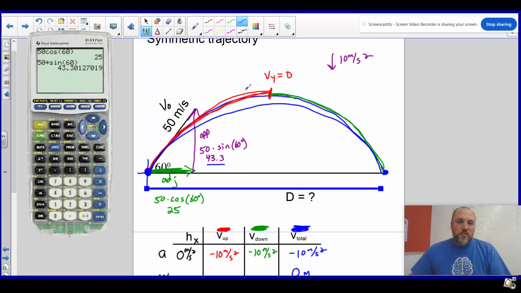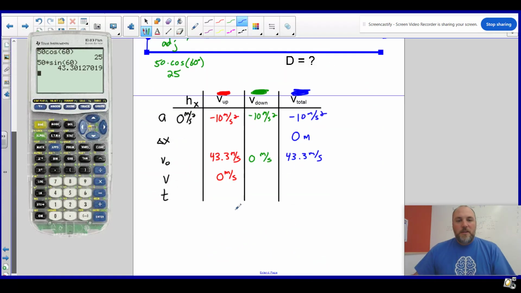So on the upward trajectory, the object is slowing down from 43.3 meters per second to 0. And then on the downward trajectory, it's just speeding up from 0 to negative 43.3. So I have the final velocity on the blue path is negative 43.3 meters per second. Again, negative, because at that point it would be pointing down.